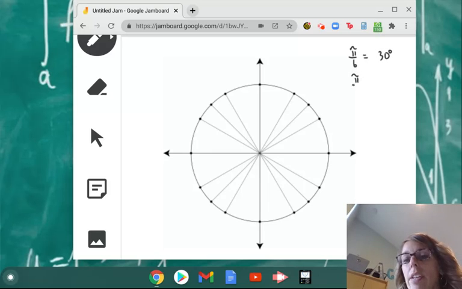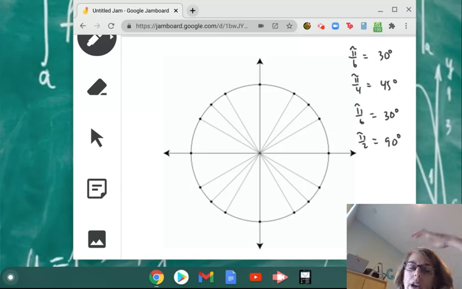We're also going to look at increments of pi fourths, which is 45 degrees, pi sixths, which is 30 degrees, and pi halves, which is 90 degrees. Let's go ahead and start with increments of pi halves. We're starting here on the positive x-axis, and we're going to measure our rotations. If we're going in the counterclockwise direction, that's positive.